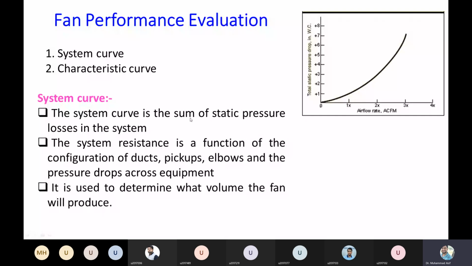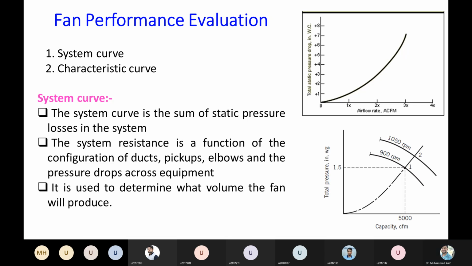The system curve is the sum of the static pressure losses in the system. They are also called the system resistance, which is a function of the configuration of the duct. That decrease in pressure is a function of the configuration of the ducts, pickups, elbows, and the pressure drop across the equipment. Mainly this system curve is used to determine what volume the fan will produce. If you know the static pressure loss, you can get the airflow, how much airflow will be produced by that particular fan.